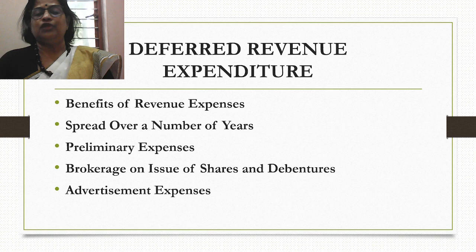Then advertisement expenses. Advertisement expenses, you know that how MNCs are all spending their funds for advertising. Huge amount they will invest. So advertising expenses is a deferred revenue expenditure. The benefit you will get for a number of years. One advertising campaign, when MNCs will change, or any business unit, when they will change from one to another, brand ambassador will be changing. It's a huge expenditure.